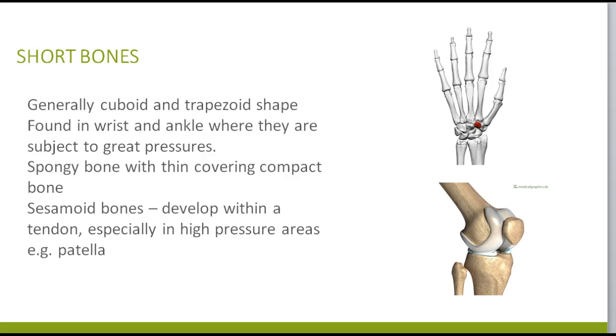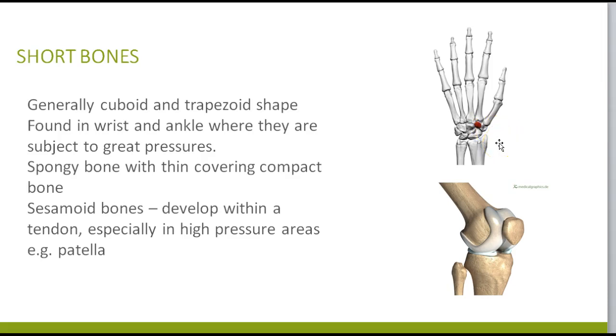Short bones, they're generally what we call cuboid or trapezoid shape, and they're usually found in your wrist or your ankle, as in this diagram here. We can show you with a nice little red picture there. They're in places where there's a lot of pressure.